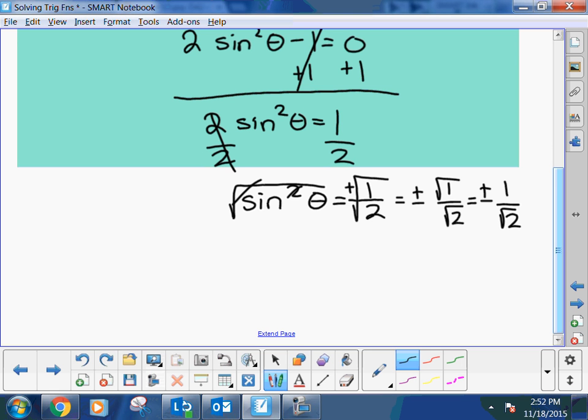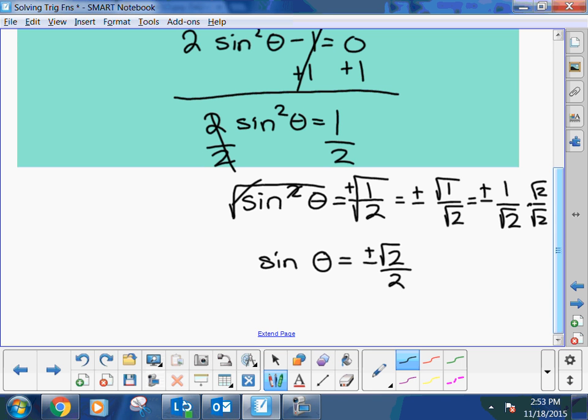Yeah, and I know a lot of you are looking at it and ready to rationalize this. We do need to rationalize, so we are going to multiply by the square root of 2 top and bottom. And that's going to leave us this result. That means sine theta is going to equal plus or minus the square root of 2 over 2. And this may seem familiar because that shows up in the unit circle, doesn't it?